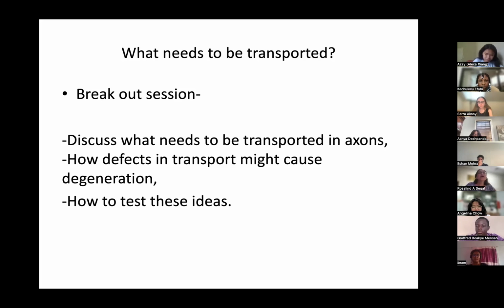Ifechukwu? Sorry, did I say that right? You pronounce it almost correctly, but you can just call me Ify. You're very close. For the last question, I did have another question, but I'm going to ask that later on. For the last one, my group mostly talked about the transporting of different signals and other proteins. But overall, I did think that if you were to test these ideas of degeneration of the axons, you could measure the amount of pressure that they feel at a specific point, or whether they're able to contract their muscles or not.